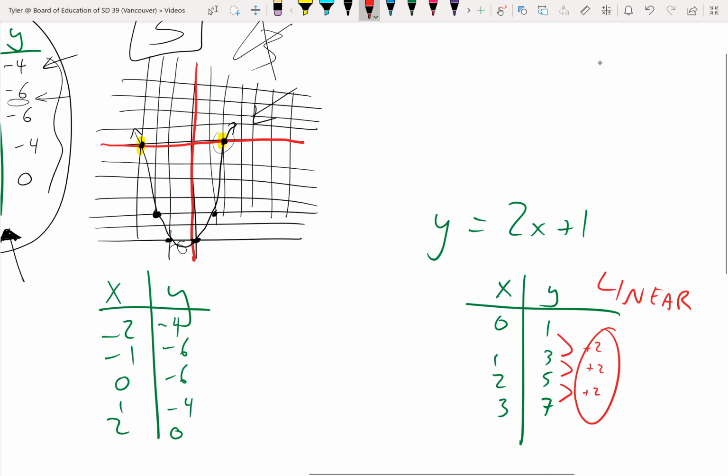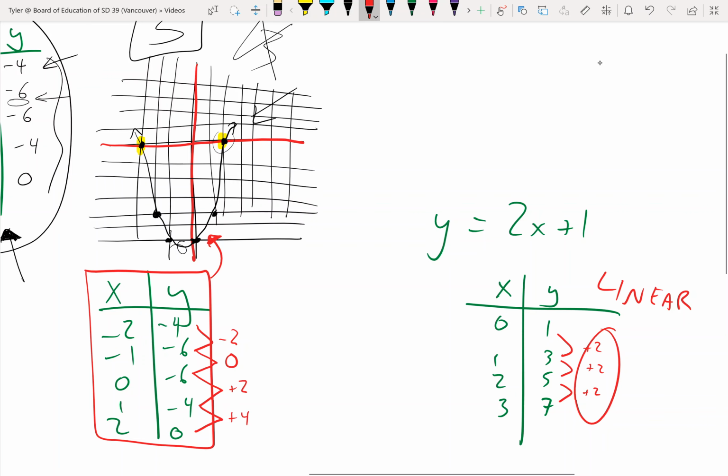Okay? What we're going to find here is that when we do quadratics, which is this, the curvy one, the first differences don't work, but there is something that does. So let's do the first differences. Okay? When we go from -4 to -6, we went down by 2. When we go from -6 to -6, we changed by 0. When we went from -6 to -4, we went by +2. And when we went from -4 to 0, we went by +4. Do these have the same numbers? No. Therefore, it's not linear, which we knew already.